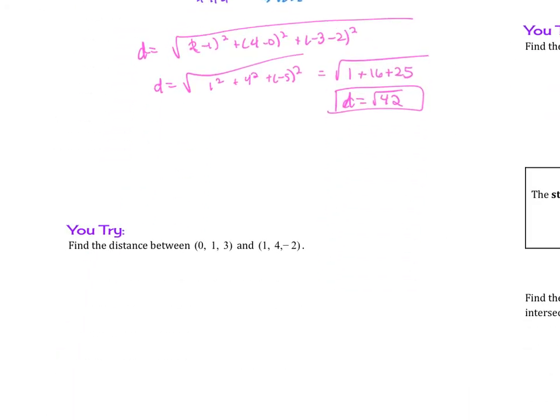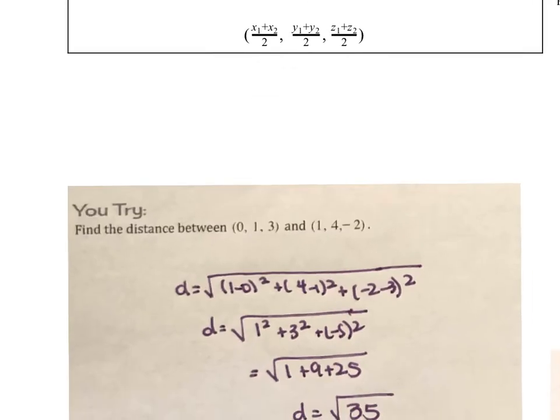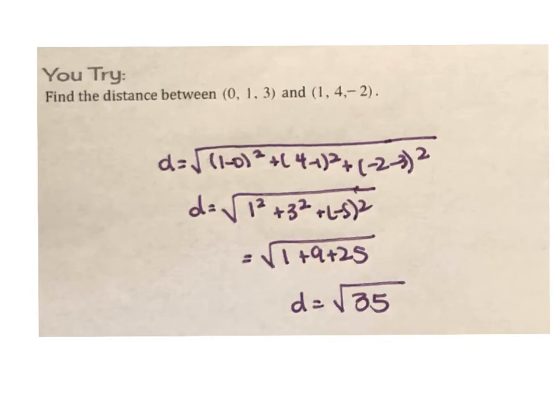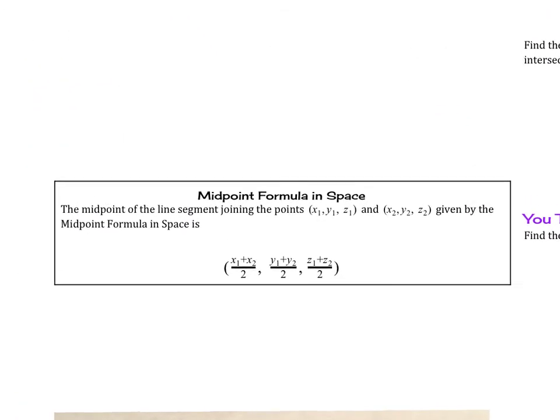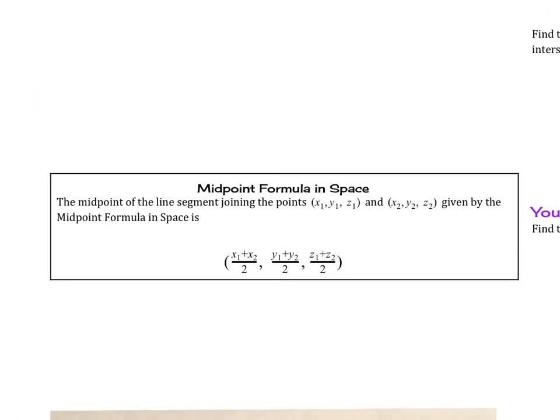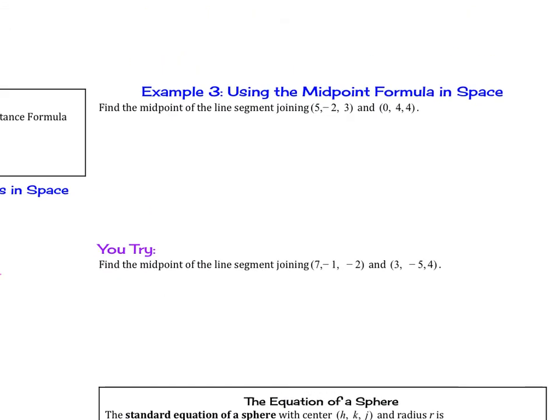So try this next example. So we tried it out. You should have gotten the distance is square root of 35. Now let's take a look at the midpoint formula in space. So notice it's very similar to the midpoint formula in 2 dimensions. So now we're just doing x1 plus x2 over 2, y1 plus y2 over 2, and z1 plus z2 over 2. So let's try that in this example.